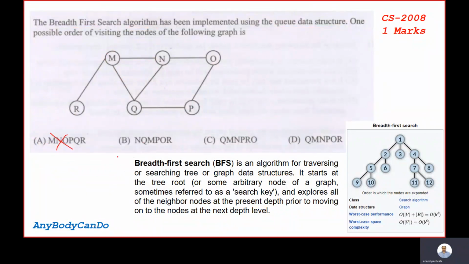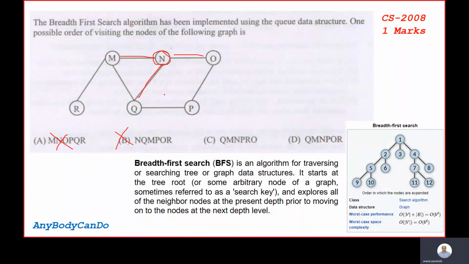Now we will investigate option B. Here we are starting from node N. First we try to visit all the neighbors. So Q is a neighbor, no problem. Then M is also a neighbor, no problem. Then P. But before visiting P, we must visit O. Because of this, option B is also not correct.